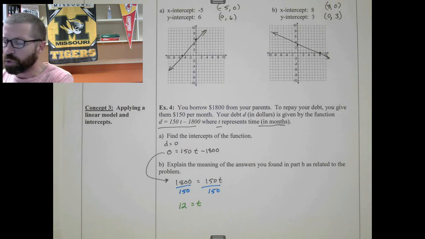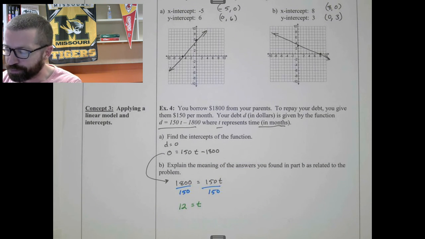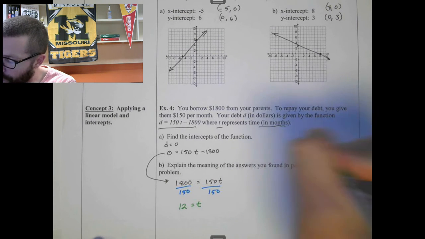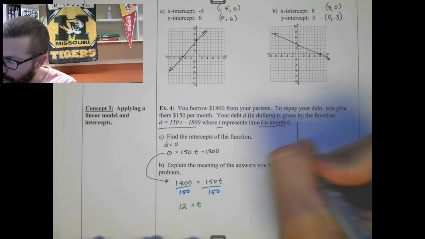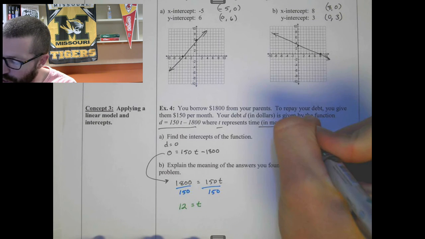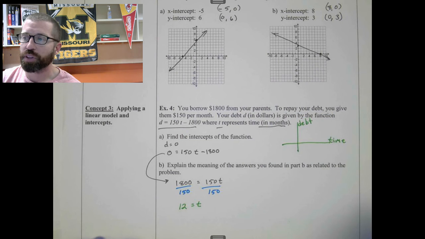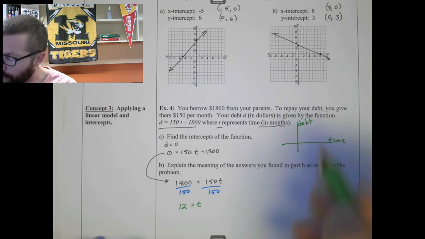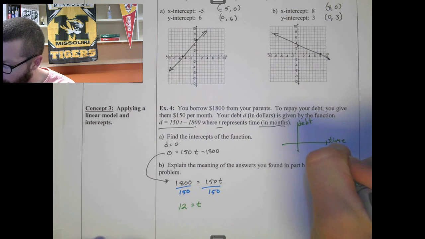So we've got to think, what is that? Is that the T-intercept or D-intercept or X or Y? If this were the case, you would put time on the X-axis because it is independent, and your debt would be on the Y-axis because it changes based on time. So as the months go, your debt goes down in this case. So T is 12. Let's just say this is 12, and D is 0.